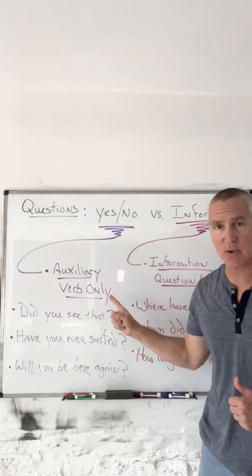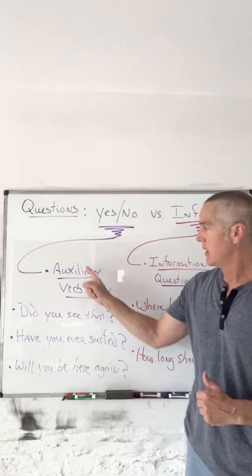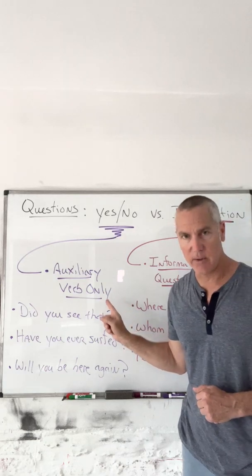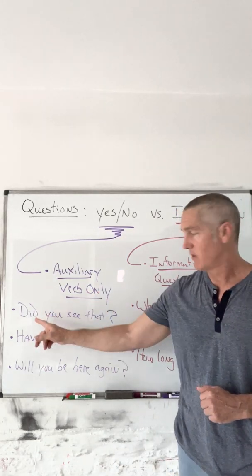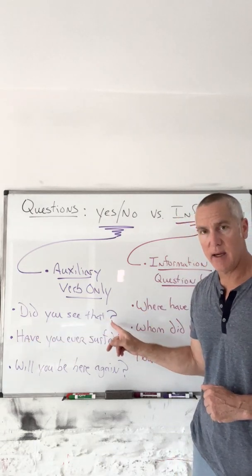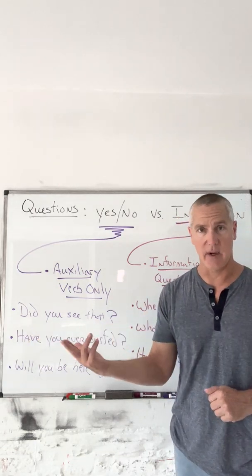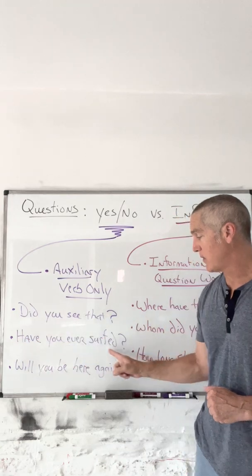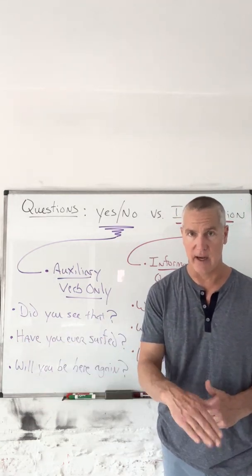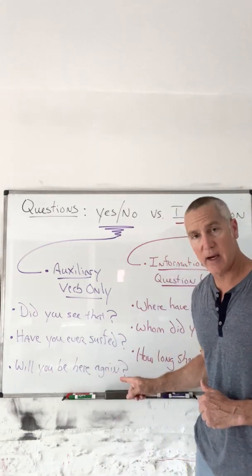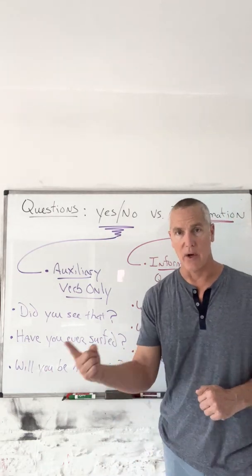If it is a yes or a no question, it always begins with the auxiliary verb or the verb be only, like this. Did you see that? And the answer is yes, I did, or no, I didn't. Have you ever surfed? The answer is yes, I have, or no, I haven't. Will you be here again? Yes, I will, or no, I won't.